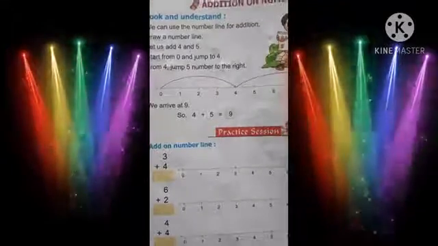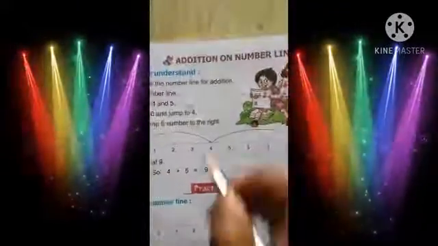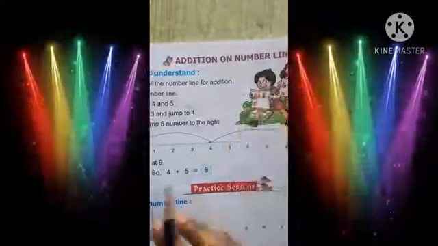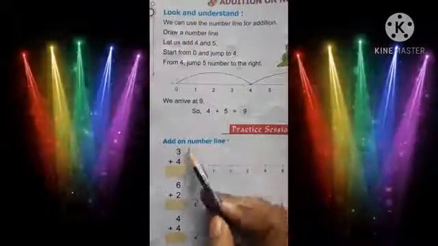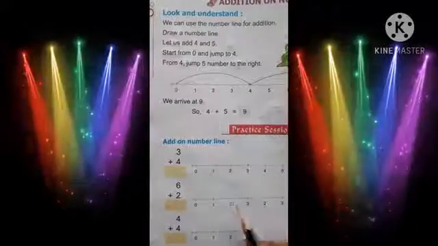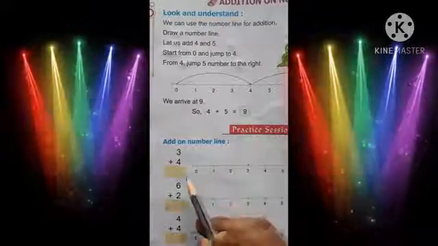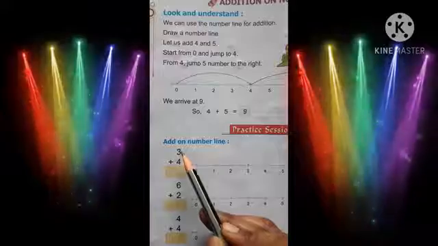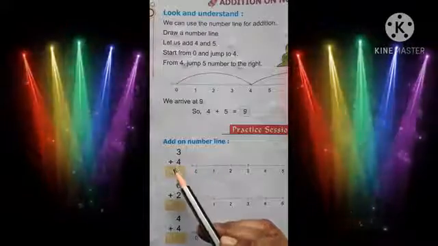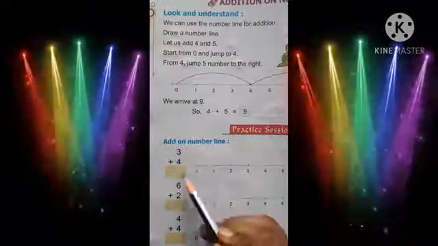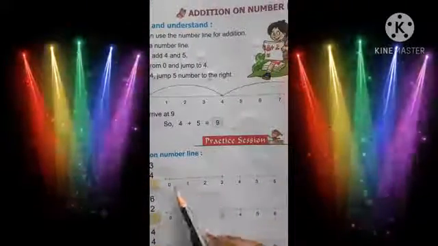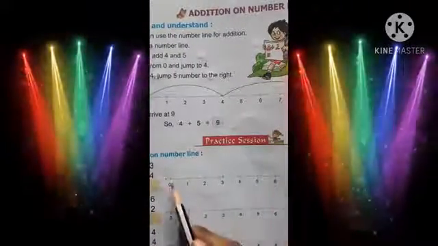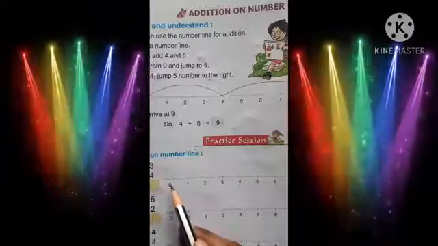Children, on page number 42, addition on number line is given. On this page, you will show addition on number line. So, in this question, 3 plus 4, you will show this addition on this number line. This is the number line. This line will always start from 0.